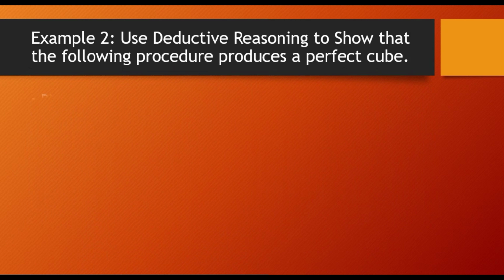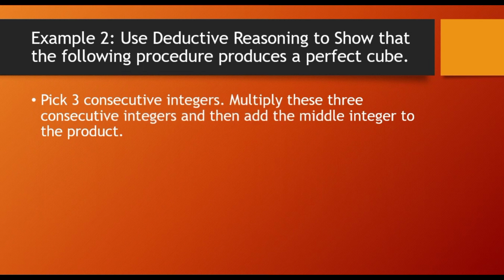It is a whole number. So pick 3 consecutive integers. Multiply these three consecutive integers and then add the middle integer to the product. So let's follow this procedure step by step. So we pick 3 consecutive integers. To make it easy, we will choose 1, 2, and 3.